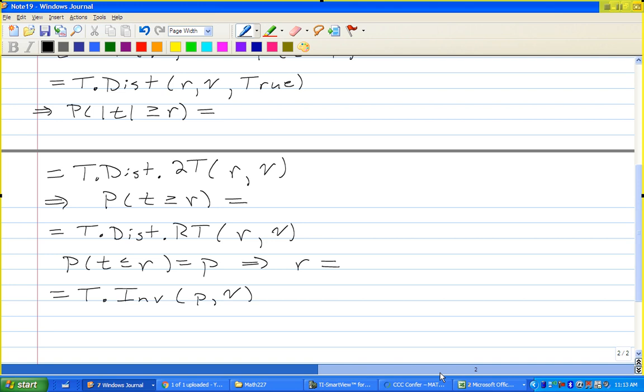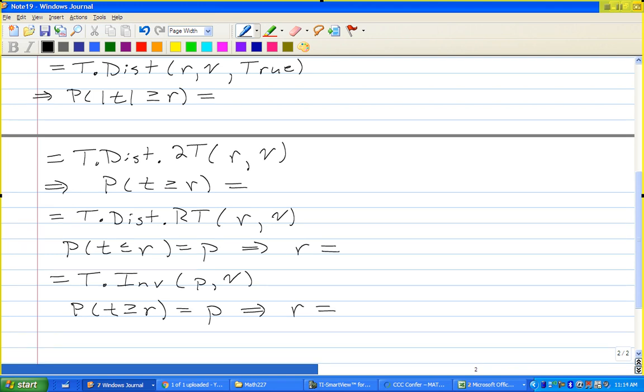Next, if you want to do it the other direction, the probability that t is greater than or equal to r is some given value p, and you want to determine r, then you use the command t right-tailed inverse, again with the given value of your probability p and your degrees of freedom.